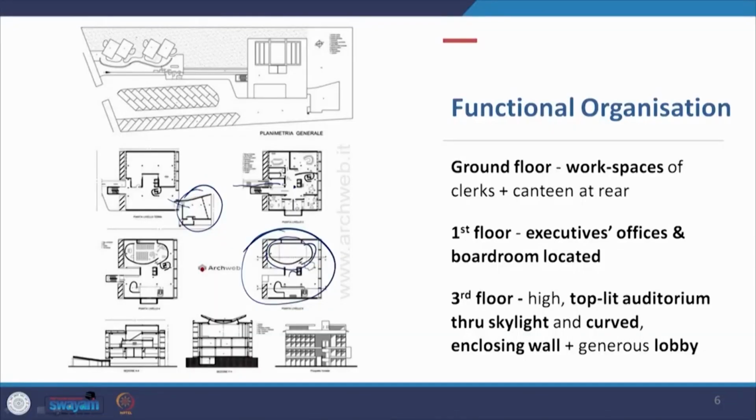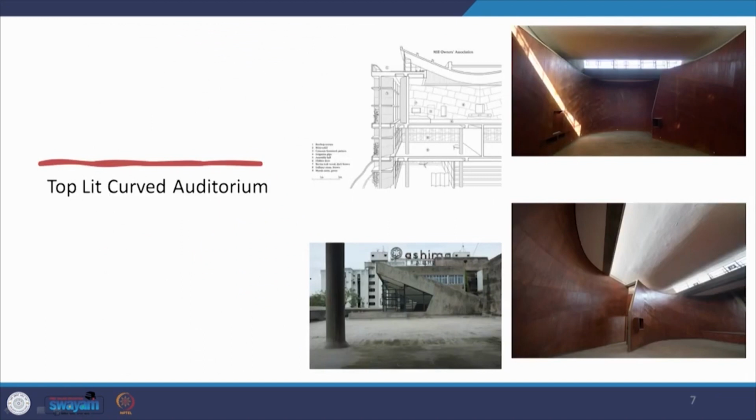Now here also, at this level, you do enter into the auditorium. So the auditorium is actually double height, and you have the lobby. Now the auditorium is top lit through the skylight. If you look at the section, this is the skylight from where the light is filtering in. This is the picture of the skylight at the top. This is again the curved wall and the skylight from where the light is filtering in.